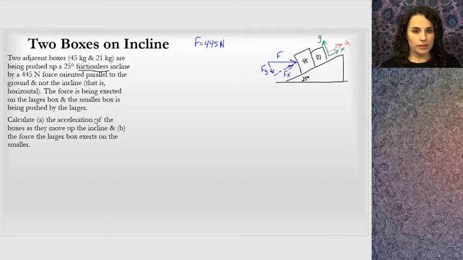It says calculate the acceleration of the boxes as they move up the incline. So I already am anticipating the acceleration. And the force the larger box exerts on the smaller box. So that's an internal force in here. They want us to find that internal force in there. So in order to find the acceleration of the whole system, I'm going to consider the whole system. I'm not going to worry about those individual blocks on their own. I'm going to do a free body diagram of the whole system.